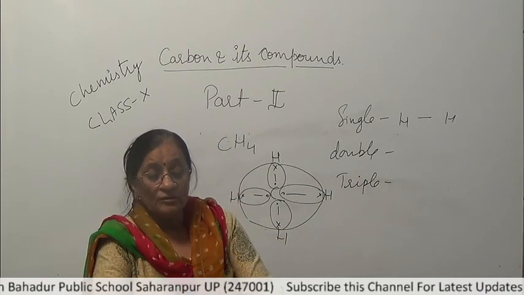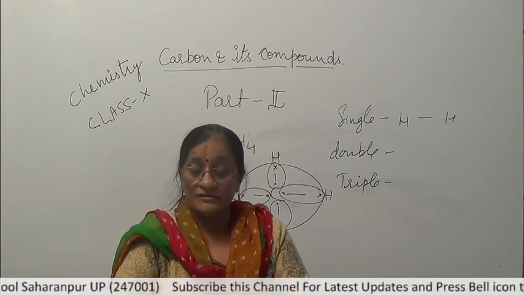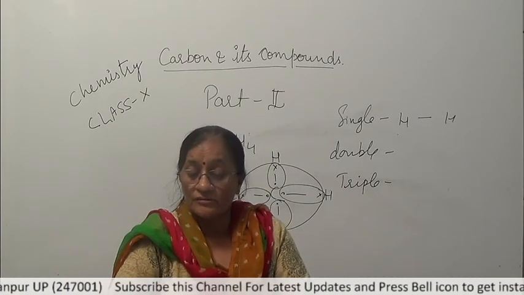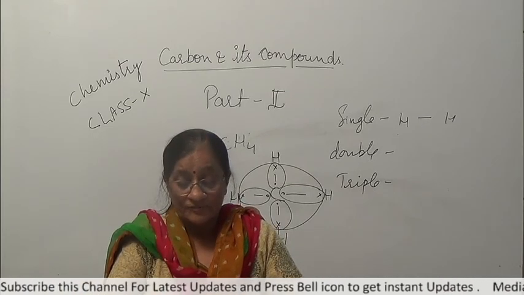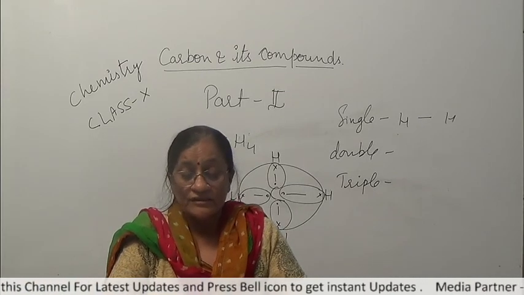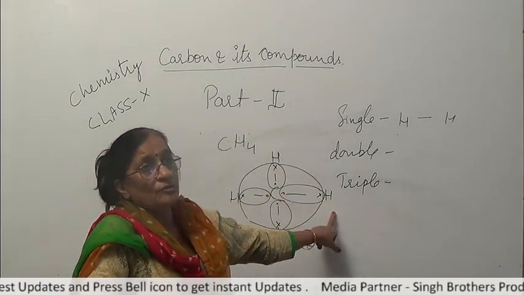Then a triple bond: when 3 electron pairs are shared, it is called a triple bond. So these are the single bond, double bond and triple bond.